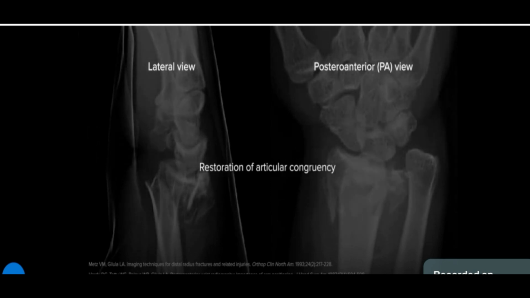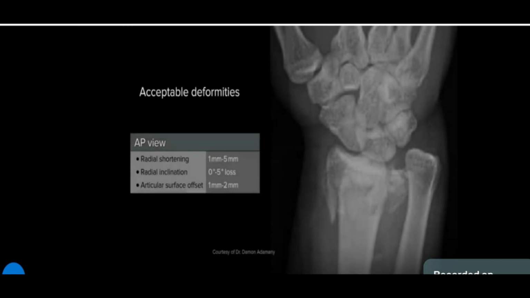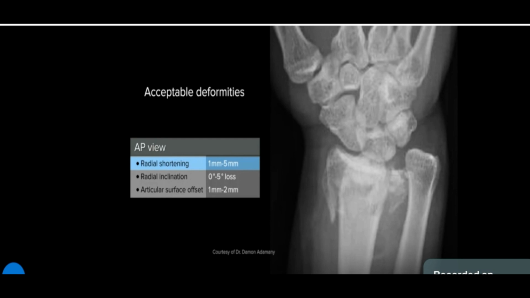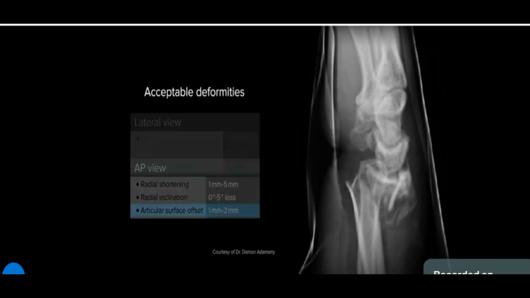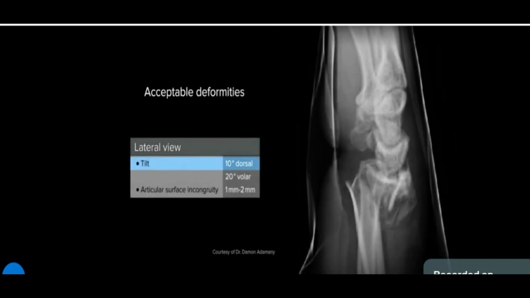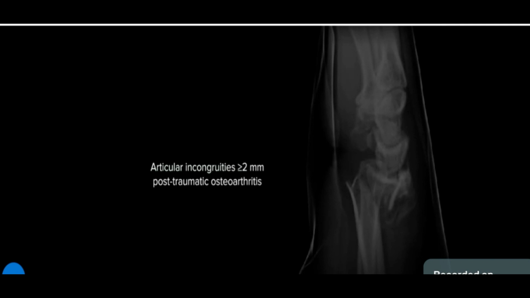According to the work of several authors, restoration of articular congruency is of utmost importance. Acceptable deformities in the AP view are radial shortening of 1 to 5 millimeters, radial inclination of 0 to 5 degree loss, and an articular surface offset of 1 to 2 millimeters. Acceptable deformities in the lateral view are 10 degrees of dorsal tilt, 20 degrees of volar tilt, and articular surface incongruity no greater than 1 to 2 millimeters. It has been reported that 100% of wrists with articular incongruencies of 2 millimeters or more develop post-traumatic osteoarthritis.